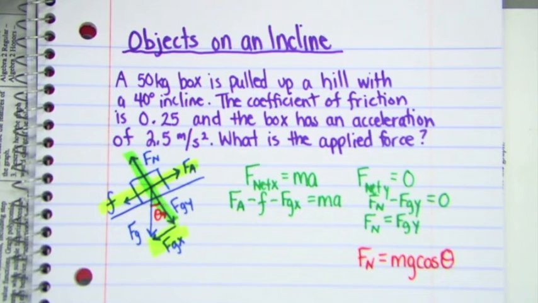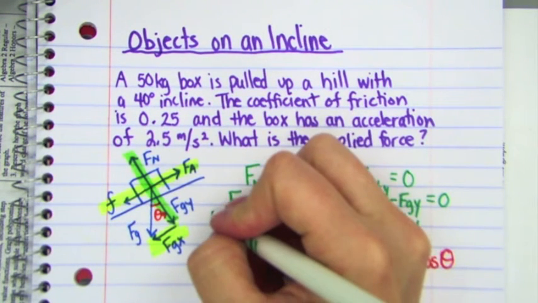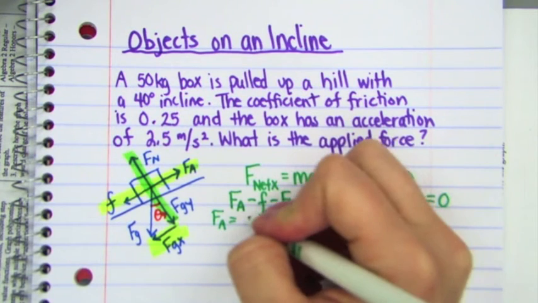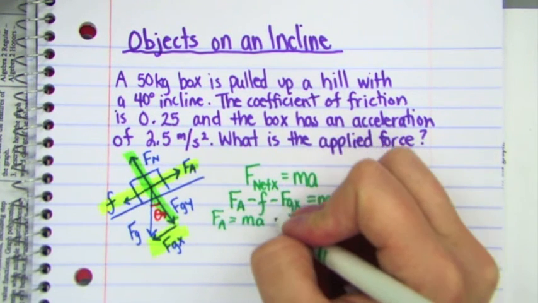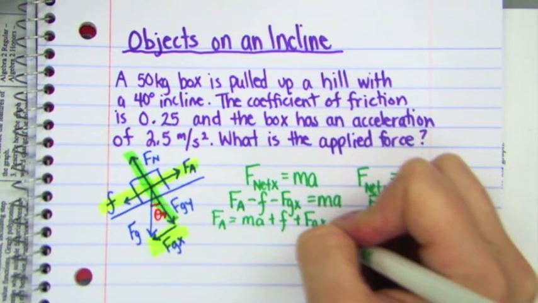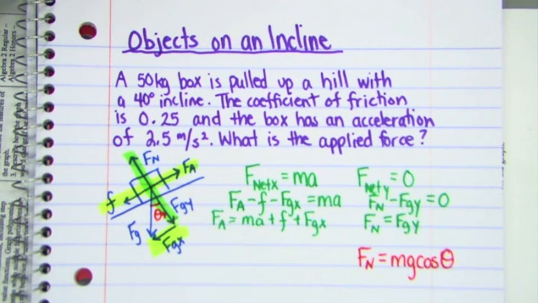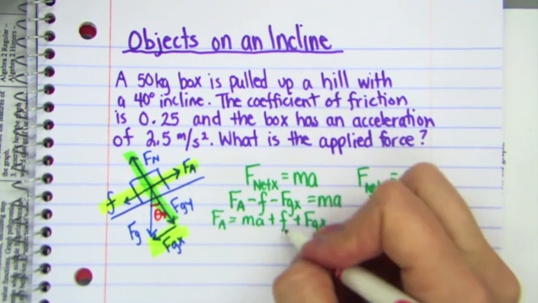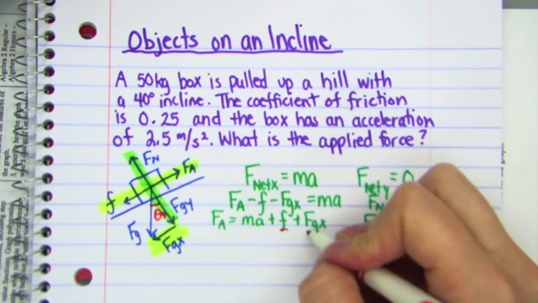In the x direction, I know I need to solve for the applied force, so I'm going to get the applied force by itself. Now I'm going to substitute equations that I know for any given variable, such as the friction and the Fgx.